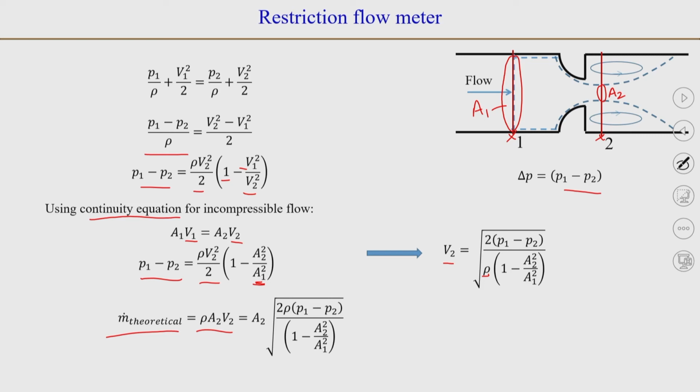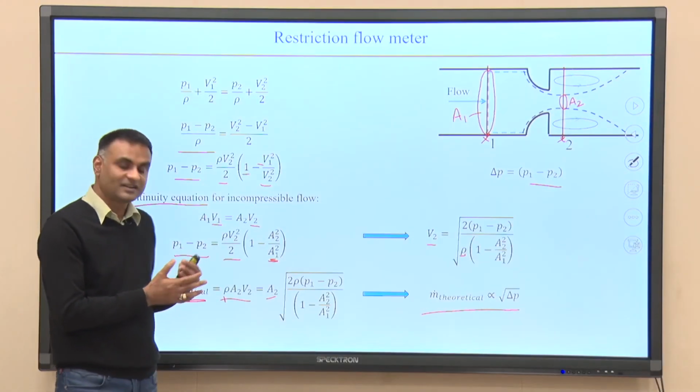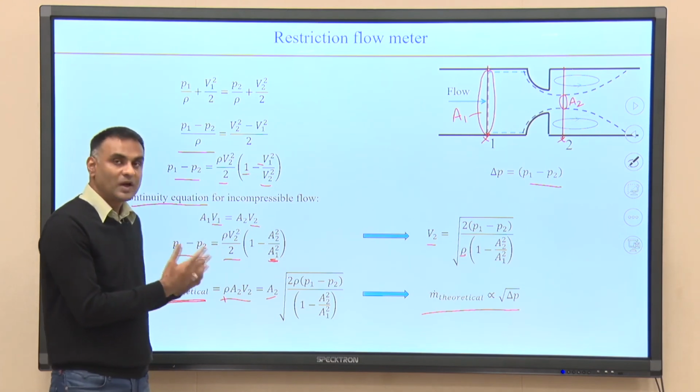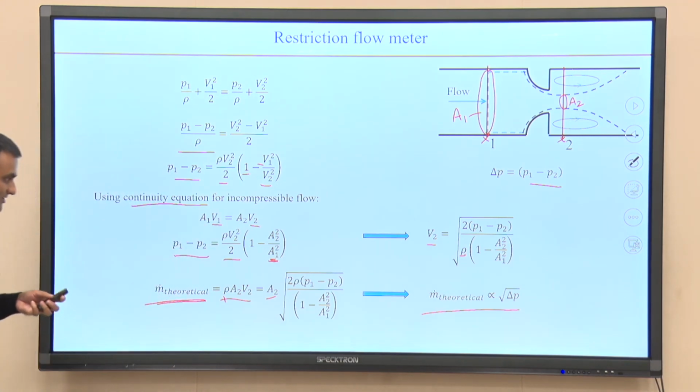So, you can substitute the value of V2 here, and when multiplied by rho, it will cancel out, and you will have a square root of rho coming in the numerator. So, that will be A2 into square root of 2 rho (P1 minus P2) divided by 1 minus A2 squared divided by A1 squared. So, that is the theoretical mass flow rate. So, this gives us that the mass flow rate is proportional to square root of P1 minus P2, or square root of delta P. So, as I said earlier, in restriction flow meters, the mass flow rate is proportional to the square root of the pressure difference between these 2 points.